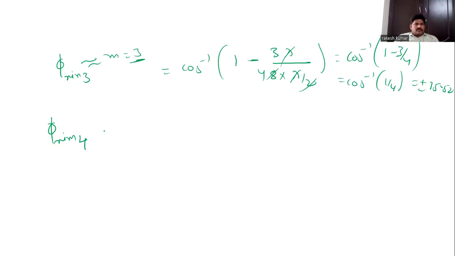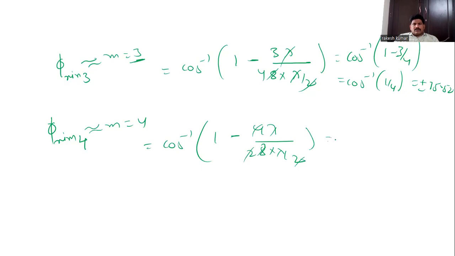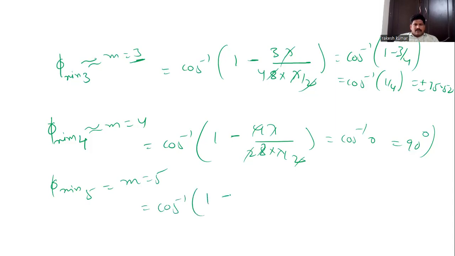Similarly, calculate phi minimum 4. Here you can write m is equal to 4. That is cos inverse of 1 minus 4 lambda by 8 into lambda by 2. Lambda gets cancelled, so that is cos inverse 0, which is equal to 90 degrees. Next, phi minimum 5, that is, m is equal to 5. That is cos inverse of 1 minus 5 lambda by 8 into lambda by 2, which is cos inverse of 1 by 4, plus or minus 0.47.